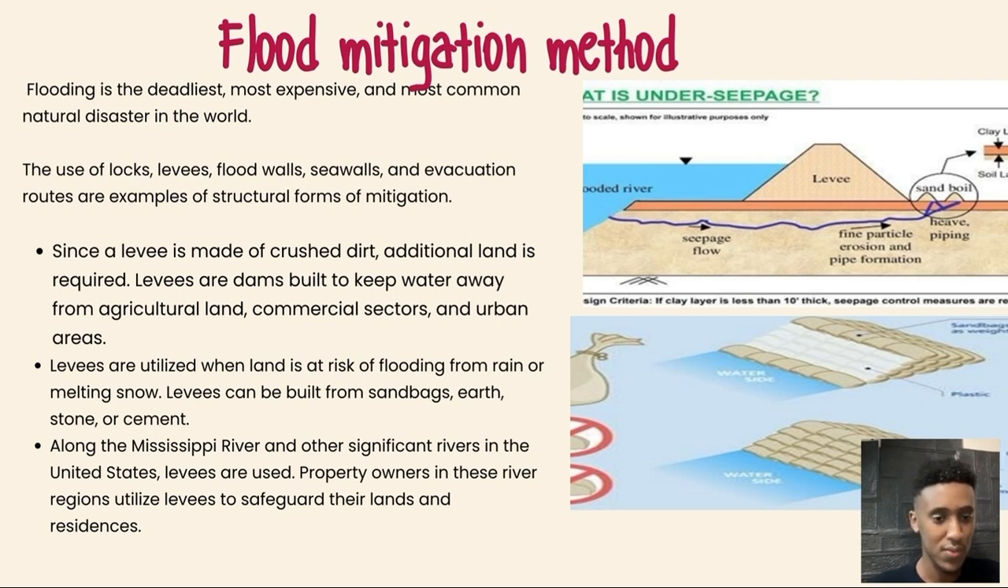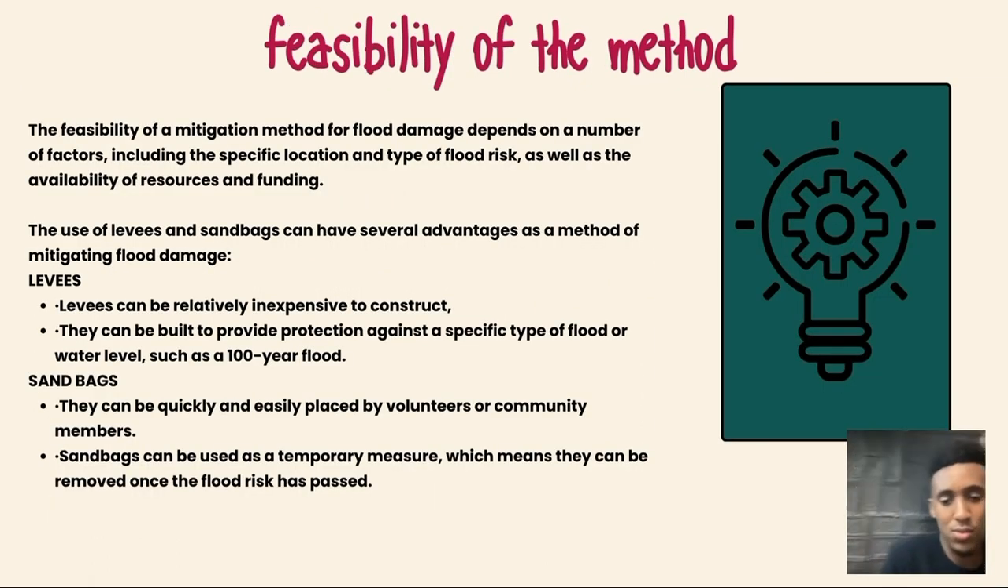Rivers are other significant rivers in the states. Levees are used by property owners along this river to safeguard their lands. Now, feasibility of the method. The feasibility of the mitigation method for flood damage depends on a number of factors, including the specific location and type of flood risk, as well as the availability of resources and funding.